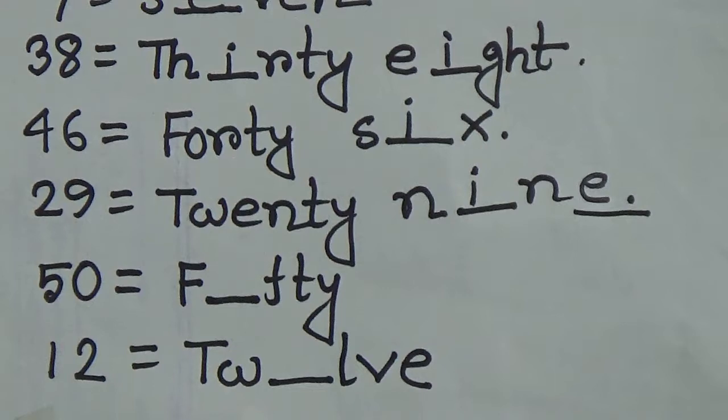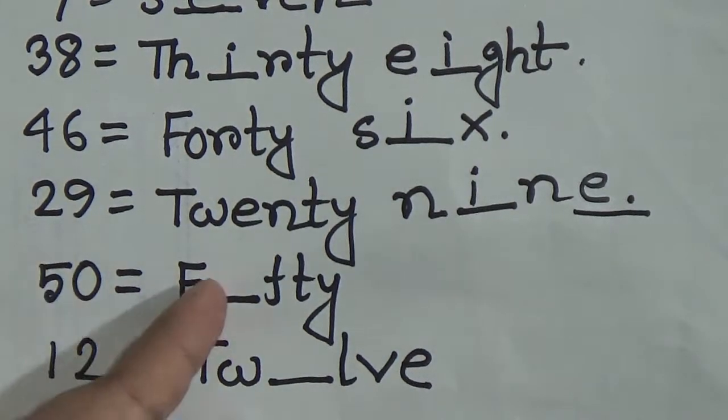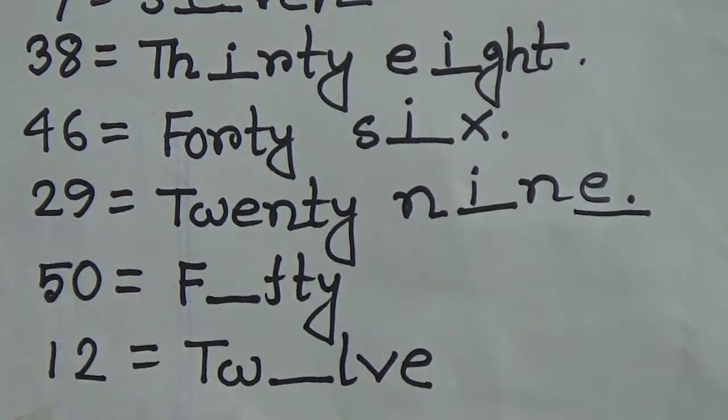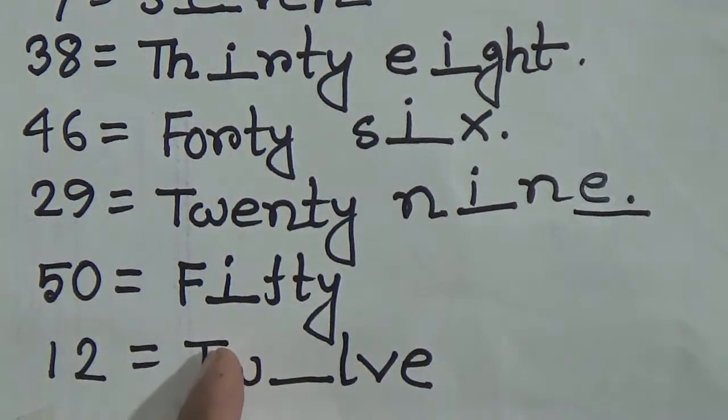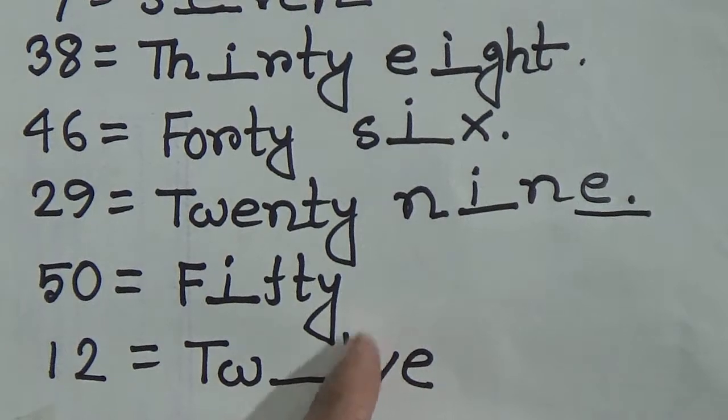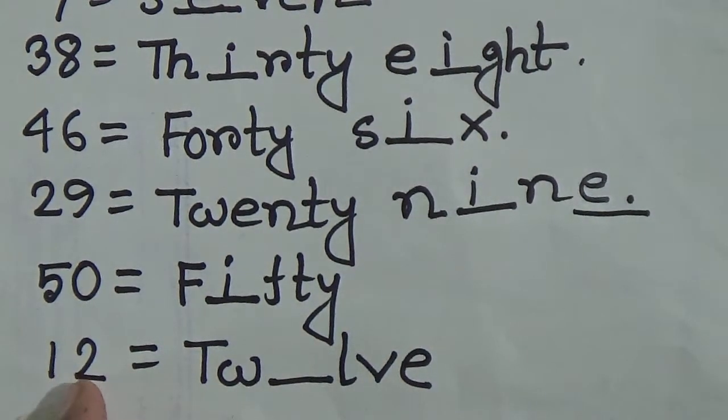What is the spelling of 50? The spelling of 50 is F-I-F-T-Y. So here I is absent. So we write here I. F-I-F-T-Y, 50. Our next one is 12.